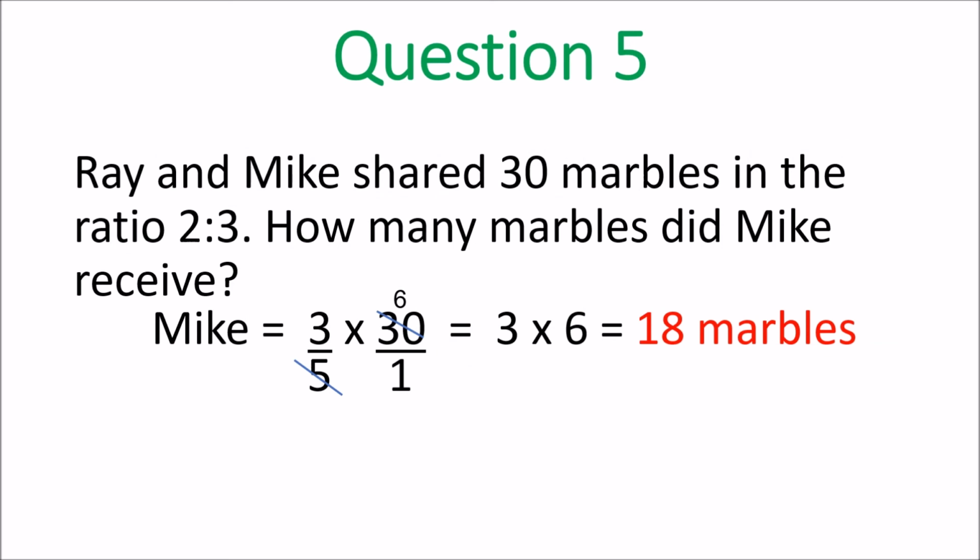Question 5. Ray and Mike shared 30 marbles in the ratio 2 to 3. How many marbles did Mike receive? So for Mike, which ratio corresponds to Mike? It says Ray and Mike. So it would be Ray is 2, Mike is 3. That's the first thing you got to figure out.